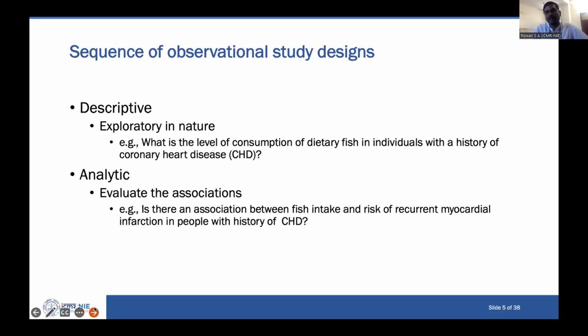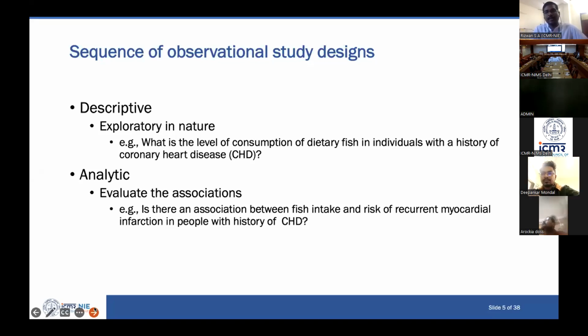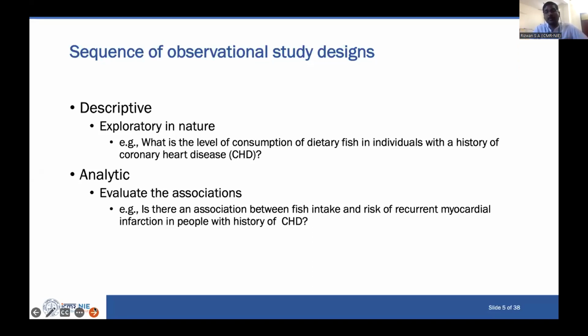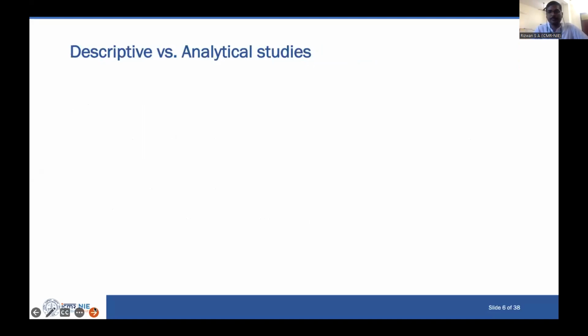The reason the title of this slide is sequence is because you cannot go directly into analytics without first doing a descriptive. You have to understand a particular phenomenon by doing a descriptive study design, or somebody has already done a descriptive study design. Then you move on to an analytical study design, where you try to go into much more detail of the phenomenon. So try to understand the distinction between descriptive study design as well as analytic study design. So it helps to go through a flow chart.